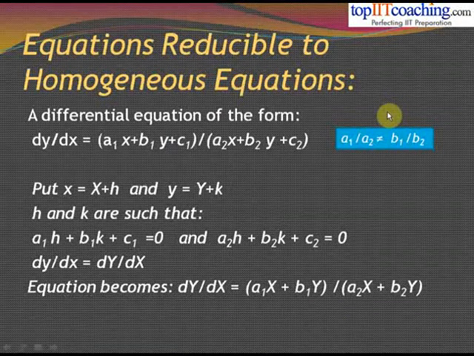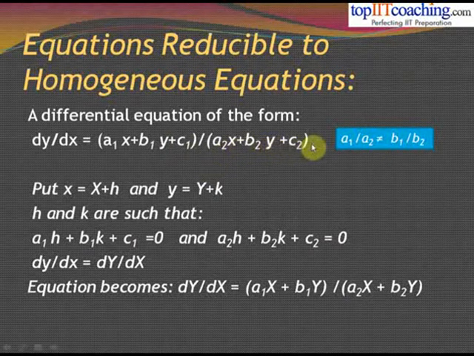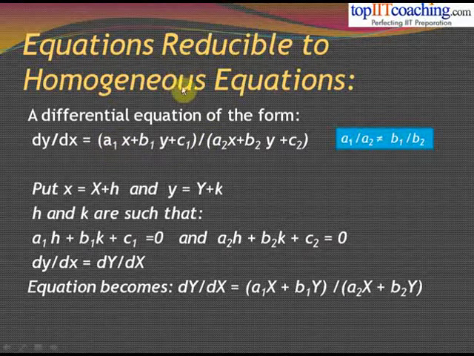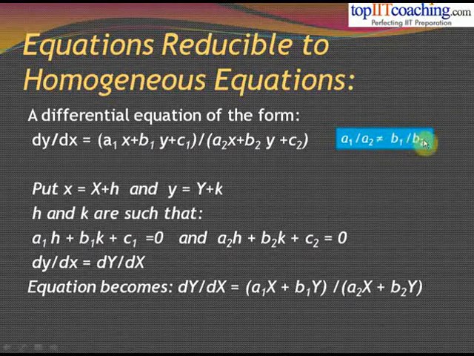The next method is equations reducible to homogeneous equations. Now we won't always get equations that are directly homogeneous, but we reduce those equations to a form that could be easily solved, and that form is the homogeneous equation. So the differential equation of the form dy by dx equal to (a1x plus b1y plus c1) divided by (a2x plus b2y plus c2). If we have a differential equation of this form, then we use this method to solve it. Now your condition is a1 by a2 is not equal to b1 by b2. So the ratio of coefficients of x is not equal to the ratio of coefficients of y.